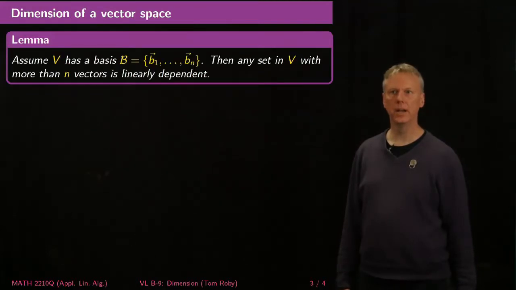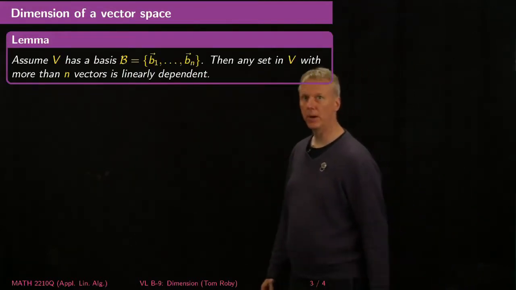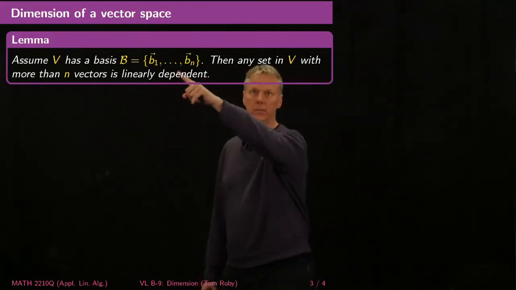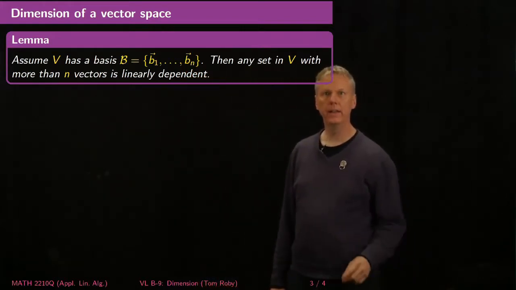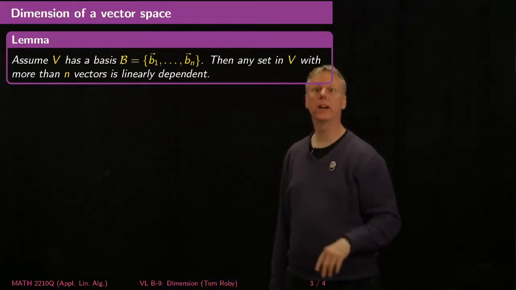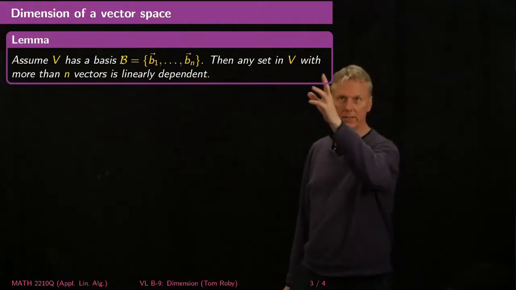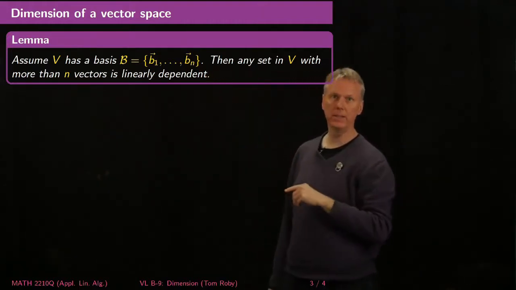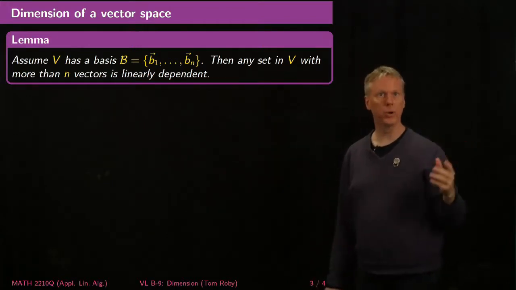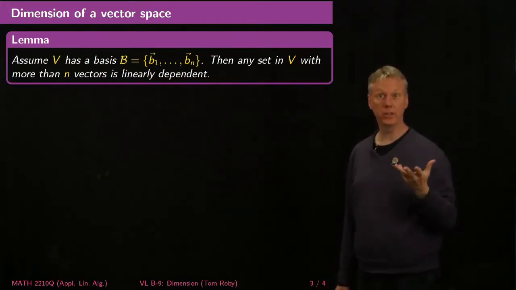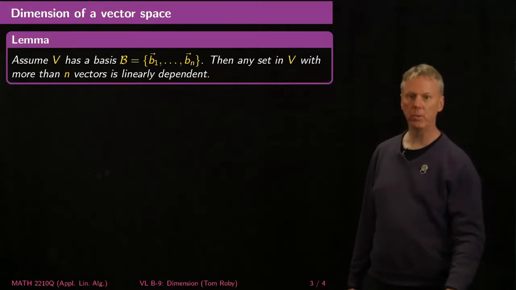So here's the first lemma that we need. Suppose that V has a basis, B1 through Bn. Then any set in V with more than n vectors has to be linearly dependent, right? The set in V doesn't have to have anything to do with the basis itself a priori. I mean, of course, we can always write everything in terms of the basis, and that's the real point here.